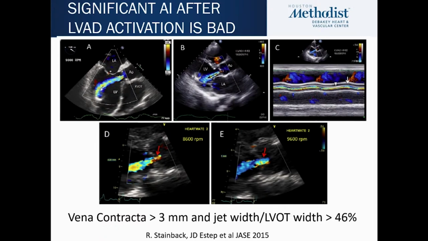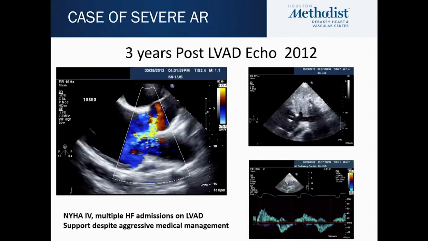Nonetheless, guidelines still recommend that a vena contracta greater than 3 and a jet width to LVOT width greater than 46% is considered severe. Of course, in some patients with severe regurgitation and clinical heart failure, it's easy to make that determination. But for patients with moderate or mild lesions, it's harder to demonstrate their severity.